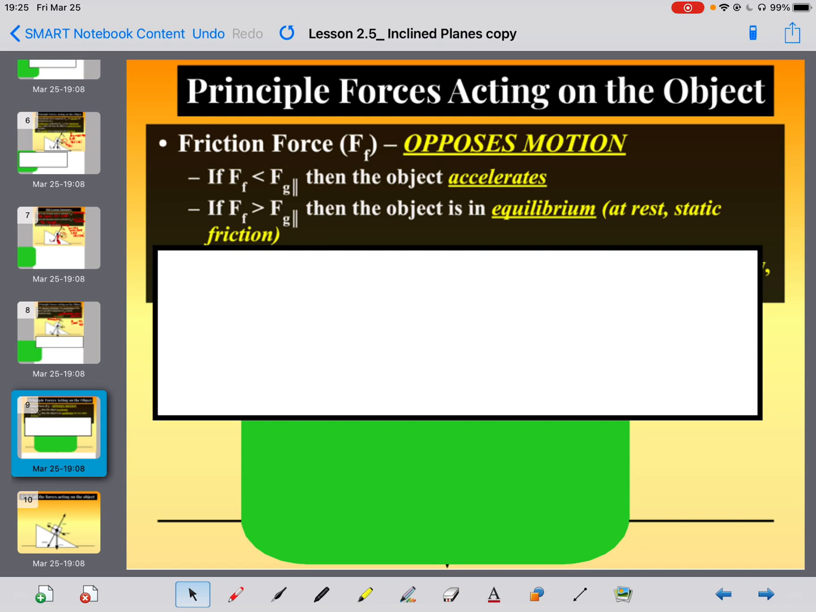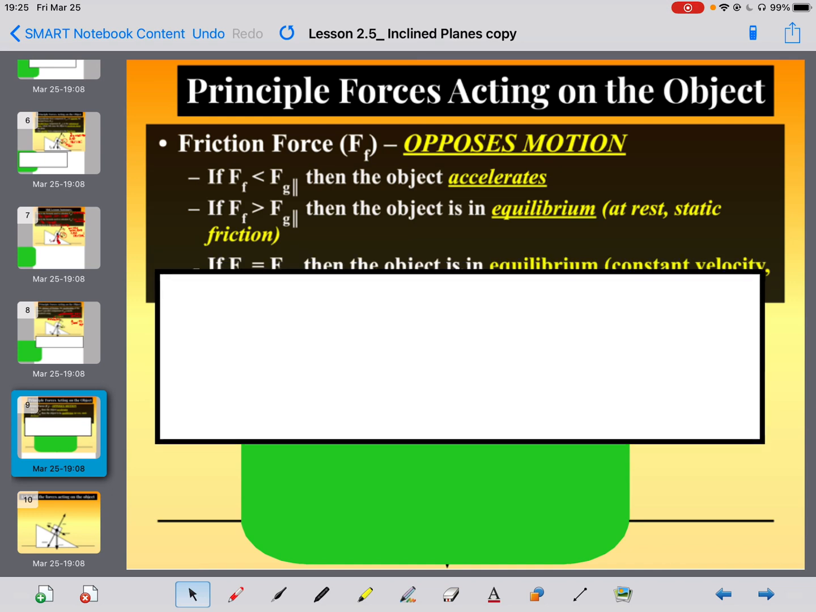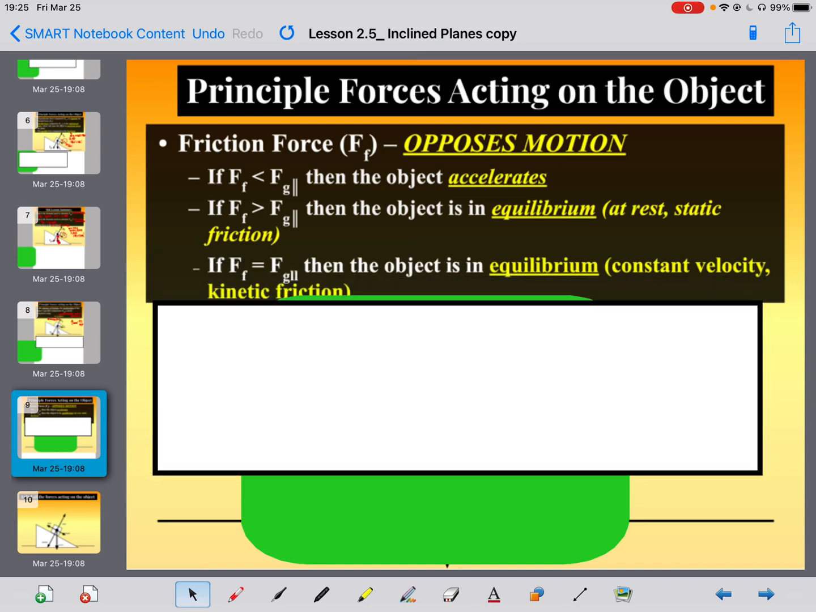Okay, this last one, if the force of friction and the force of gravity parallel are equal to each other, my object is moving at a constant velocity. That should sound pretty familiar to us. If it's moving, the type of friction that it experiences is known as kinetic friction, because we know that the word kinetic refers to objects in motion, whereas static is for stationary objects or objects that are solely at rest.